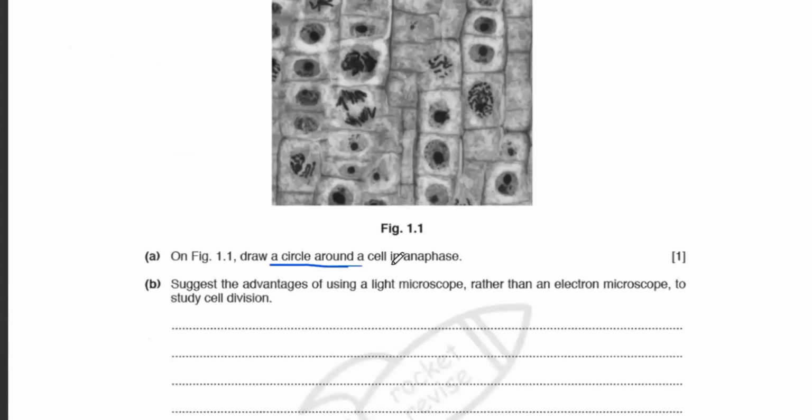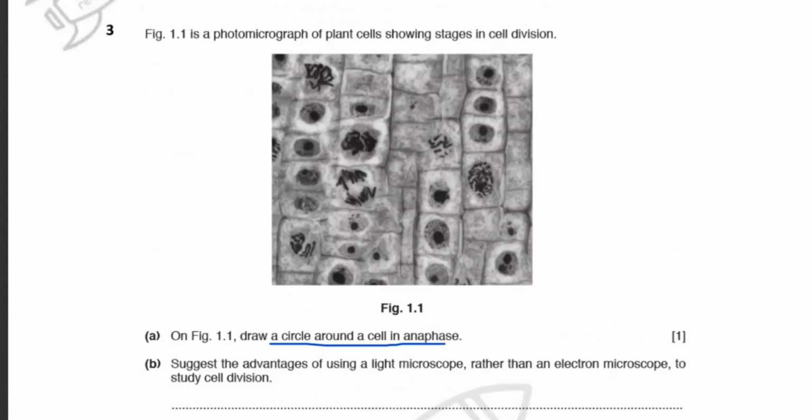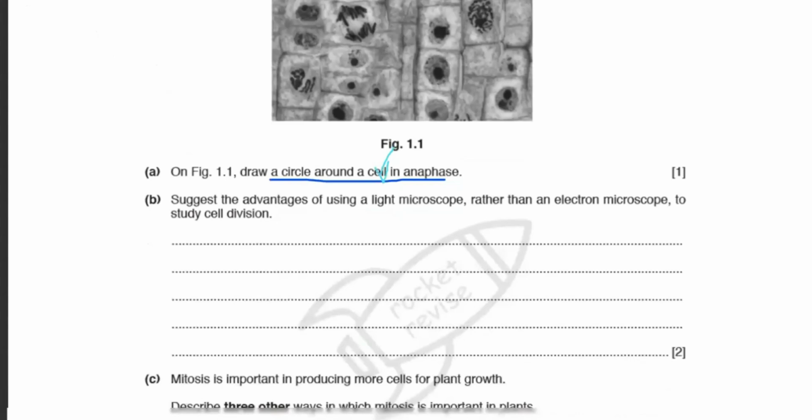Draw a circle around a cell in anaphase. Which of the following is an anaphase stage? Usman, can you annotate on the diagram? Inha, do you want to go ahead? Okay, anaphase, perfect. Correct. Suggest the advantages of using a light microscope rather than an electron microscope to study cell division.